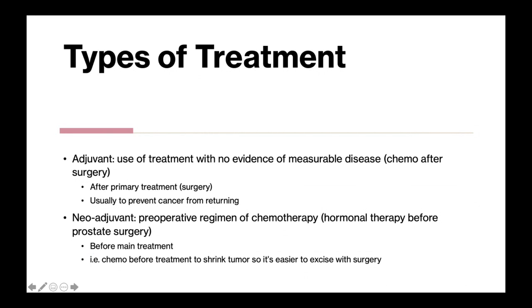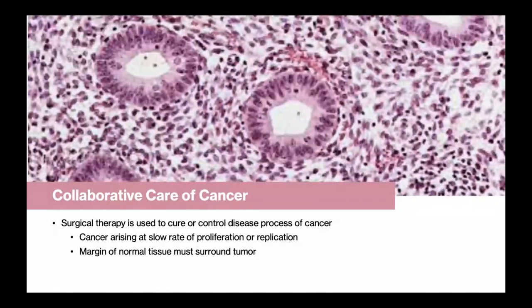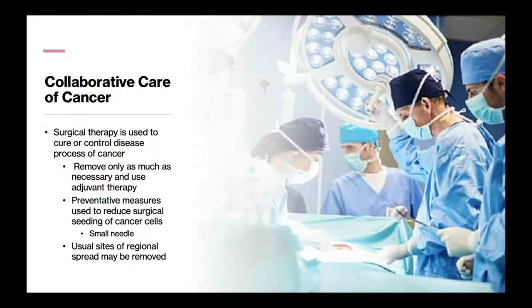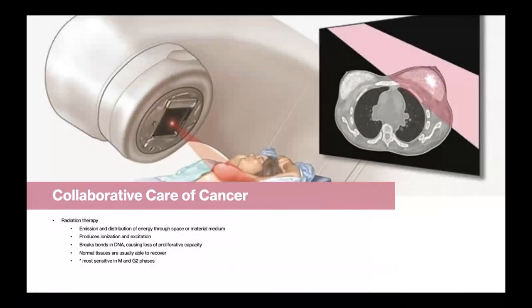And then neoadjuvant is basically the first thing that you do, and it's usually a preoperative chemo. So sometimes they'll have a patient go on chemo to shrink the tumor a little bit, and then they go and do surgery. But just make sure you understand the difference between those two. There are things you can read through on your own. There's tons of information on these slides.